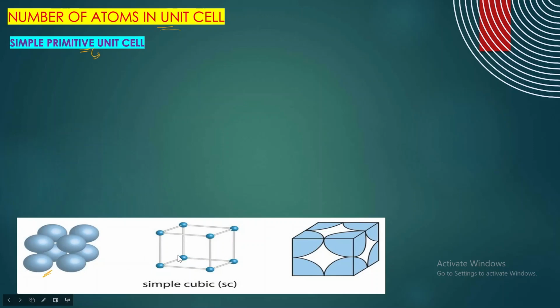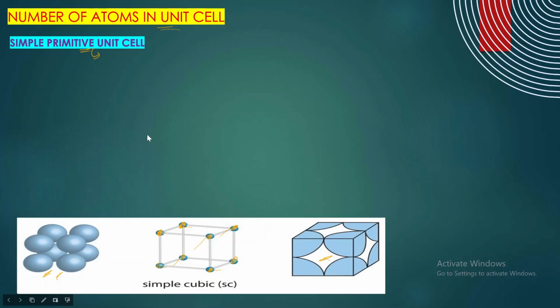And here, as I told you, in a simple primitive unit cell all the constituent particles are present at the corner. So to find how many atoms are present in a unit cell, you have to use a knife. Take a knife and cut the structure of the 8 balls in cubic form. Then you will get a structure like this.